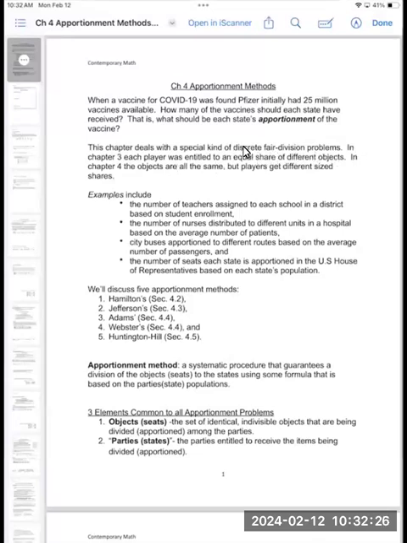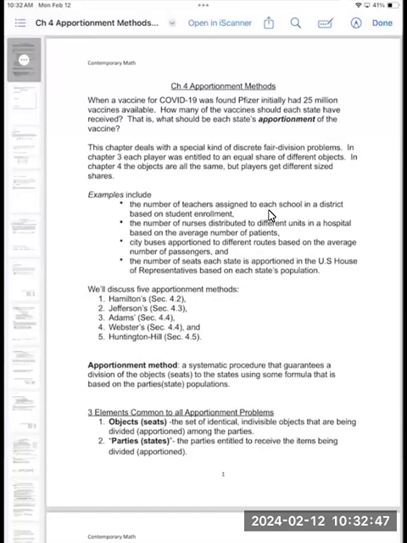You don't have to worry just about the word discrete right here, but just that these are fair division problems, a special type. In chapter 3, each player was entitled to an equal share of different objects. In chapter 4, the objects are all the same, but players get different sized shares.